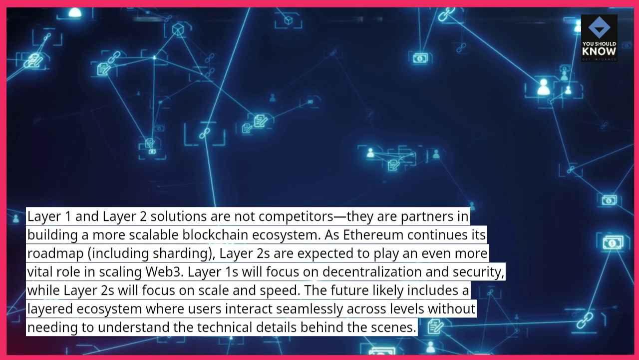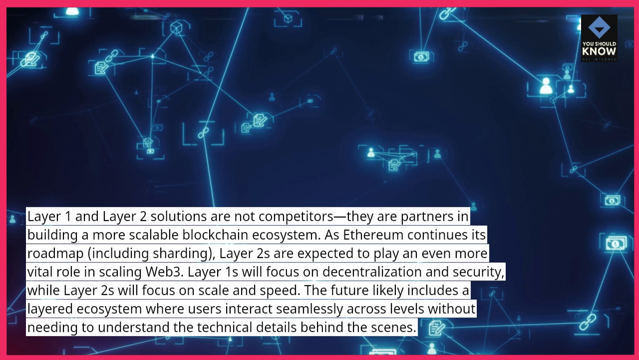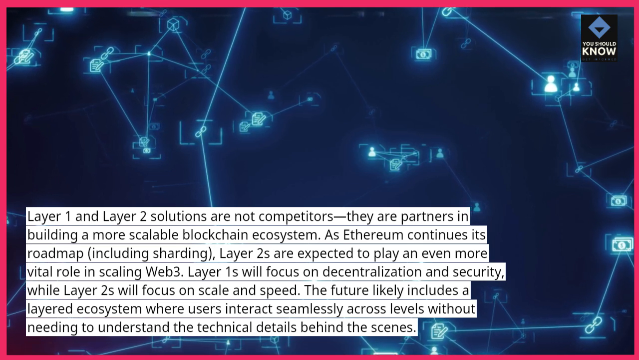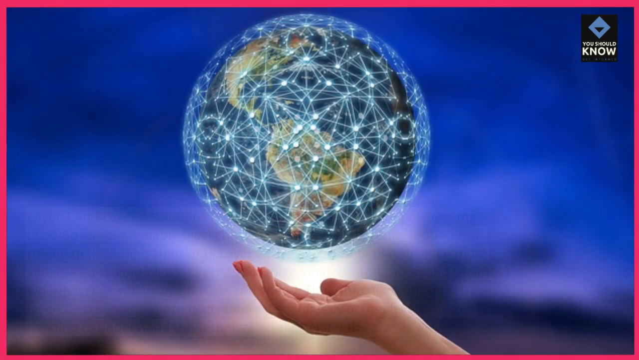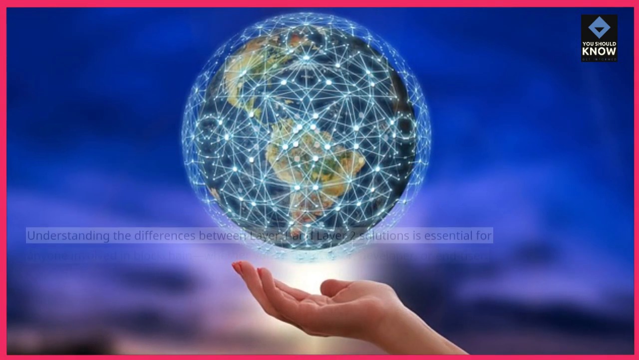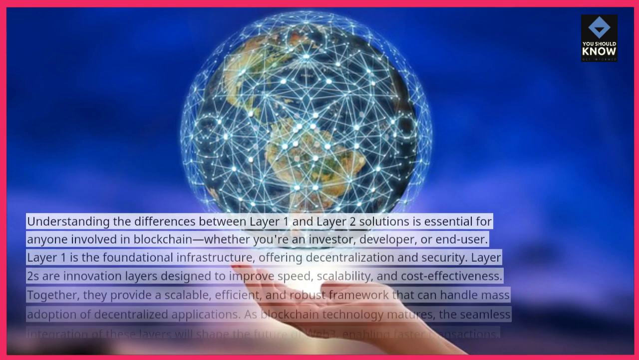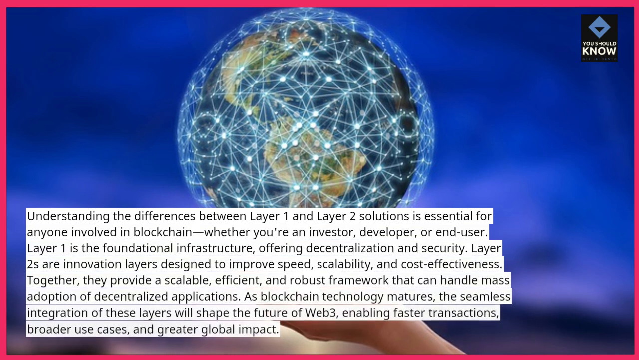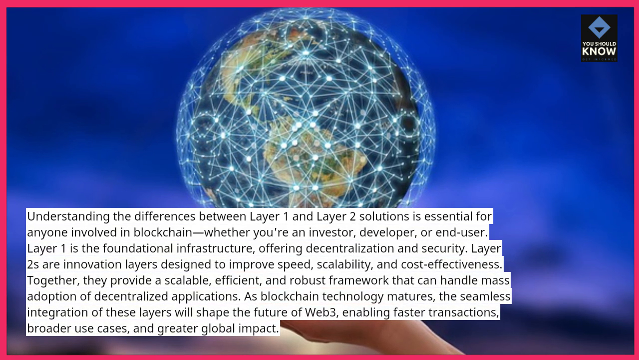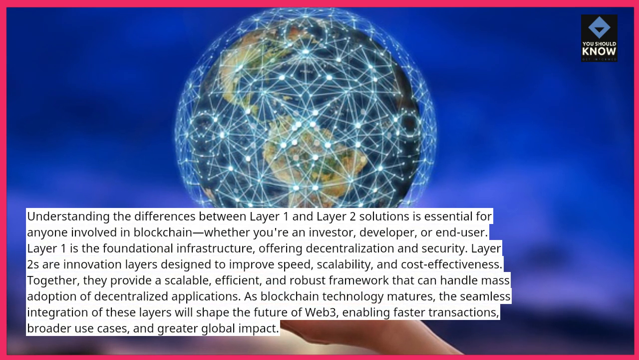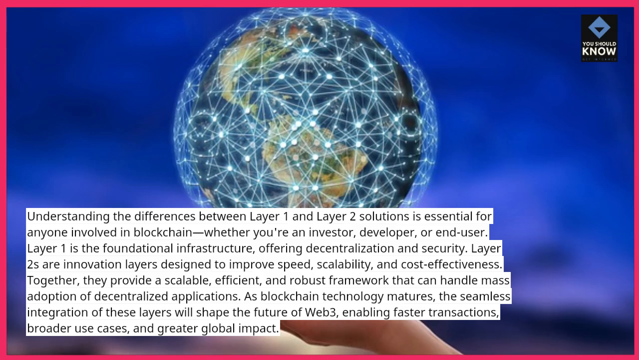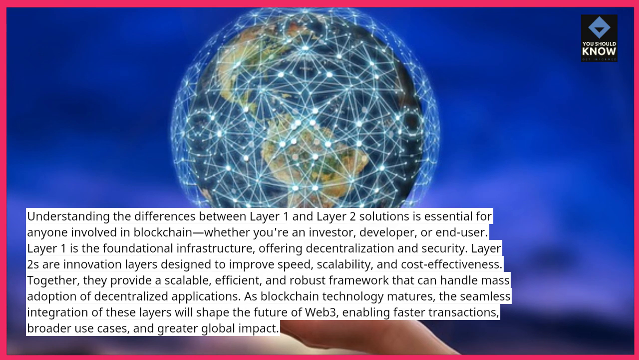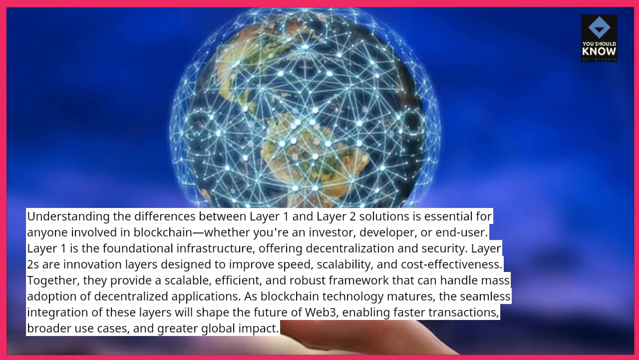The future likely includes a layered ecosystem where users interact seamlessly across levels without needing to understand the technical details behind the scenes. Understanding the differences between Layer 1 and Layer 2 solutions is essential for anyone involved in blockchain, whether you're an investor, developer, or end user. Layer 1 is the foundational infrastructure, offering decentralization and security. Layer 2s are innovation layers designed to improve speed, scalability, and cost-effectiveness.